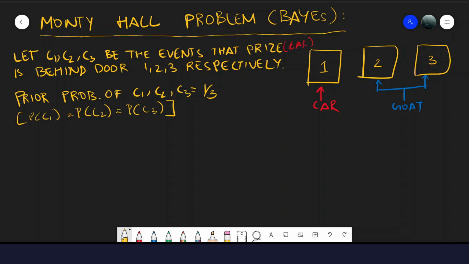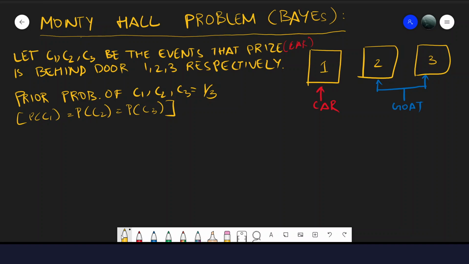And Monty opens door 2 to update the belief of the contestant that there is nothing behind door 2, right? Door 2 has a goat behind it. So now, according to Bayes' theorem, should you still go... This is just mathematical. Should you choose the same door and open it, or should you switch? That has been the question behind the Monty Hall problem.